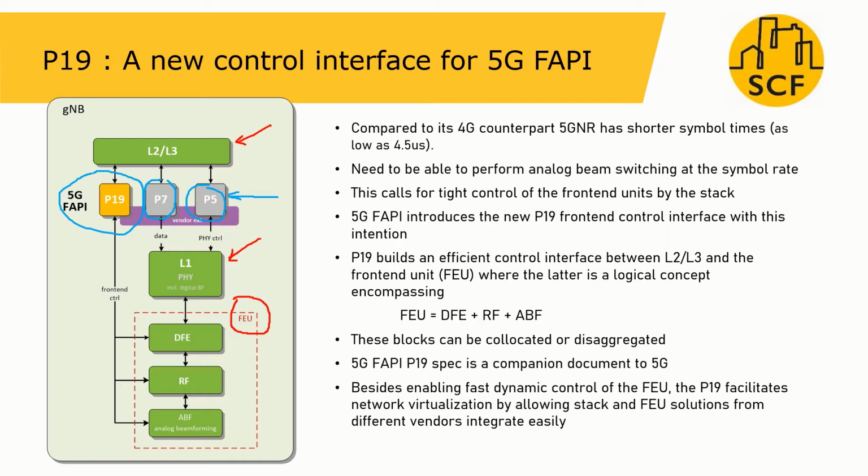This interface gives the L2, L3 layers direct access to the front-end unit blocks for efficient control and configuration. This becomes very handy, especially in dynamic scheduling of the analog beams, where switching operations need to be carried out within microseconds. I'd like to once again underscore the fact that P19 is a control interface, and the data between the upper stack and L1 is handled by the P7 interface, and the data flow between L1 and the front-end unit can be handled by another interface such as ORAN 7.2x.